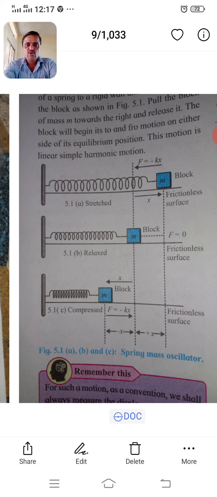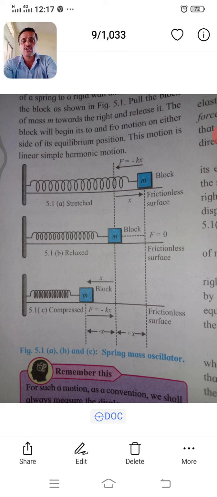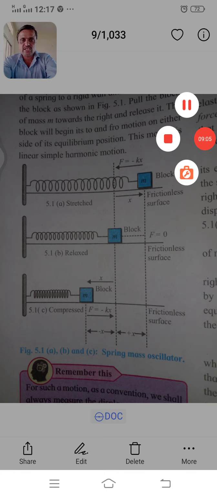Once again, what is the definition of linear SHM? It is the linear periodic motion in which force or acceleration is always directed towards the mean position and its magnitude is directly proportional to the displacement from the mean position. This is the most important part. The next point, the differential equation, we will take in the next lecture.